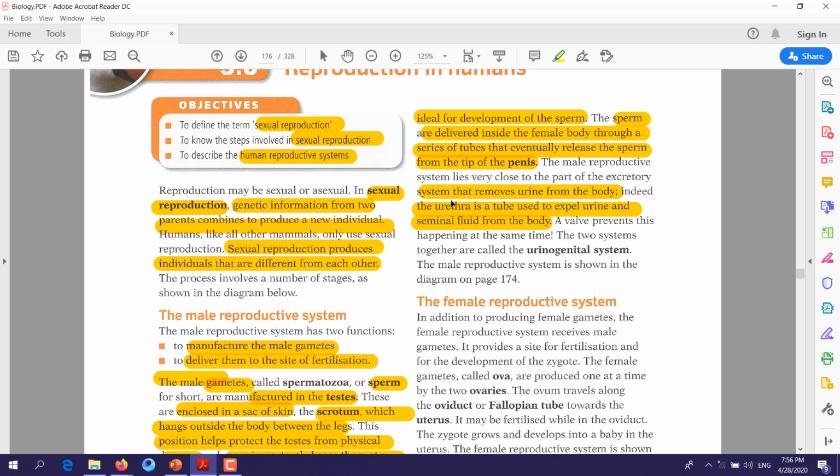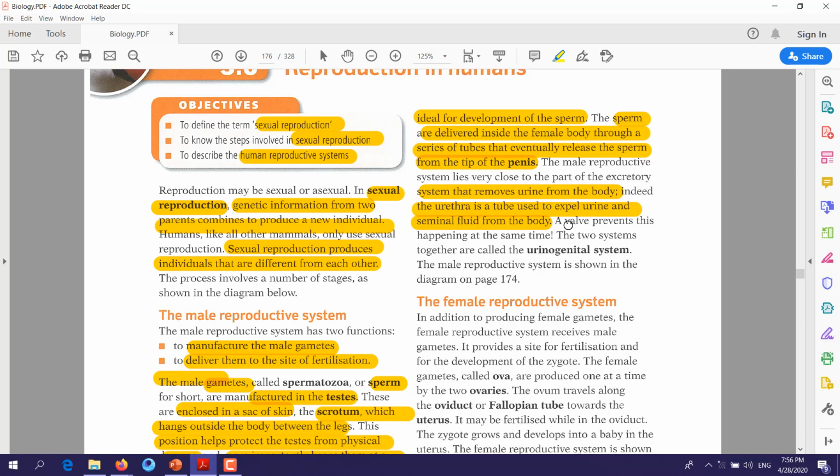Through the urethra. But now, if both the urine and the sperm go through the same tube, why are they not happening at the same time? Or is it possible for these two processes to happen at the same time? The answer is no. These two processes will never happen at the same time. The reason behind that is what?